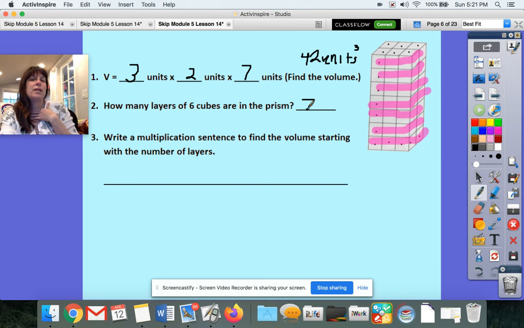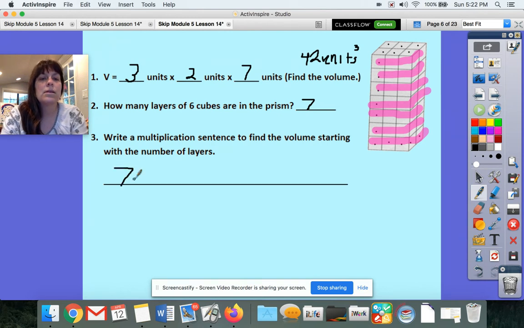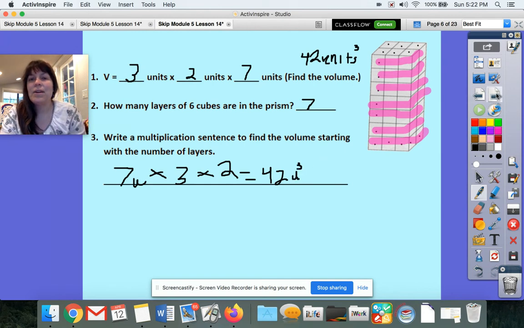Number 3, write a multiplication sentence to find the volume starting with the number of layers. So we said there were 7 layers. So we could write a number sentence that would be 7 units. I'm just going to write U for units. 7U times, it doesn't matter whether you put 3 first or 2 first. Because of the commutative property of multiplication, doesn't matter what order you multiply and you're going to get the same answer, which is 42 units cubed.